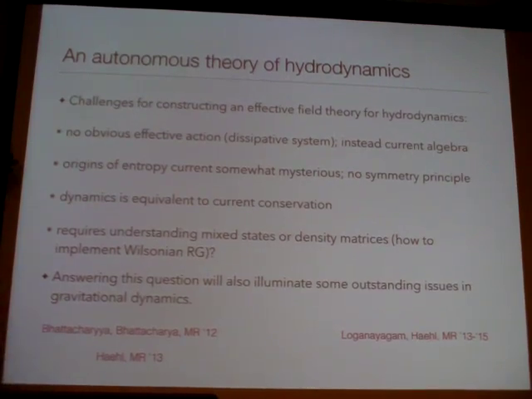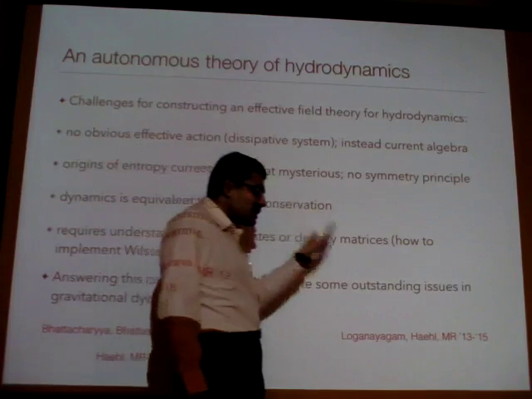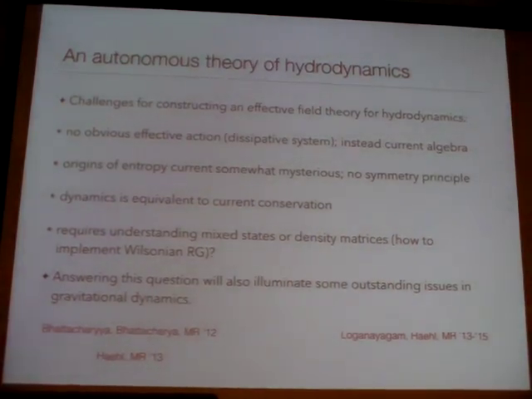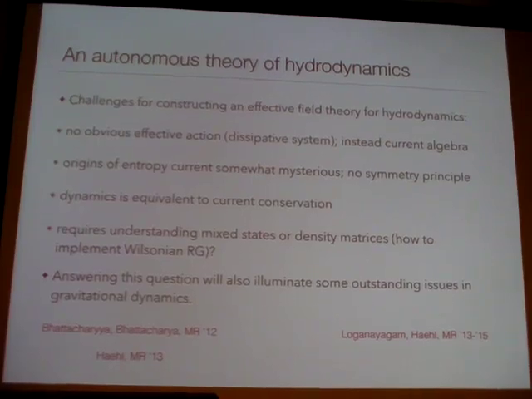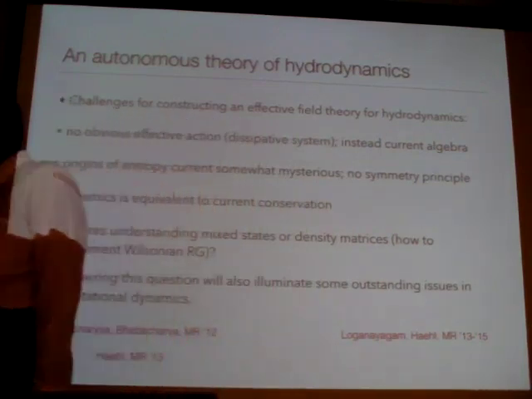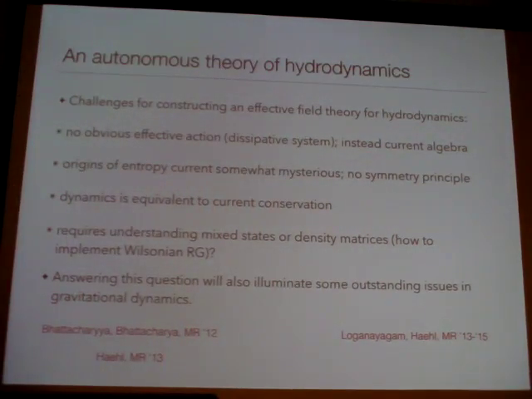And then there's this business of how to implement this entropy current concept. Usually currents, at least we've learned classically, thanks to Noether, come with symmetry. Most currents that arise, which are conserved or have some properties, come from some symmetry. Entropy doesn't come from any such thing. It's also tricky to come up with a theory whose equations of motion are energy, momentum, and charge conservation.